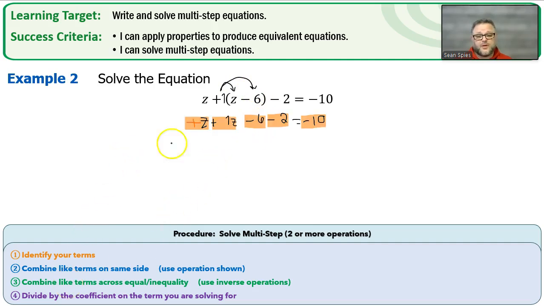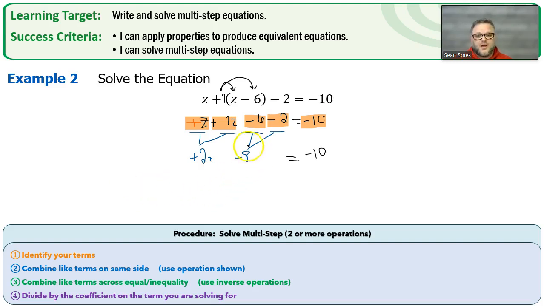Now that I'm done copying, what I want to do is look to combine like terms on the same side. I have a z term and another z term. They're both positive, so they do combine to make a positive 2z. Over here I have a negative 6 and a negative 2 that are also like terms. So these combine together to make 8 negatives. Now I just bring down whatever I haven't combined.